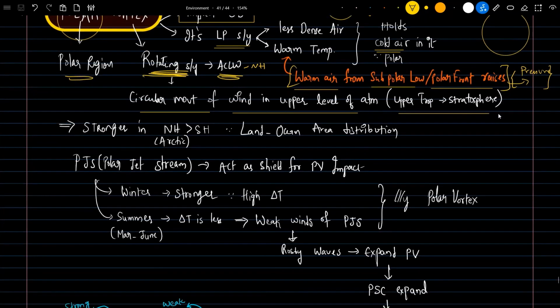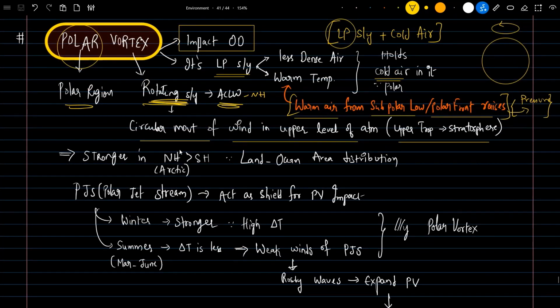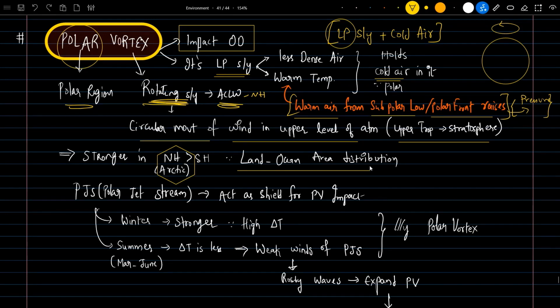Basically, the polar vortex is strong in the northern hemisphere, meaning it is strong in the Arctic. The simple reason is the land-ocean distribution. When compared to the southern hemisphere, more land is present in the northern hemisphere, and there is an unequal distribution of land and ocean. So in the northern hemisphere, or the Arctic region, the polar vortex is stronger.